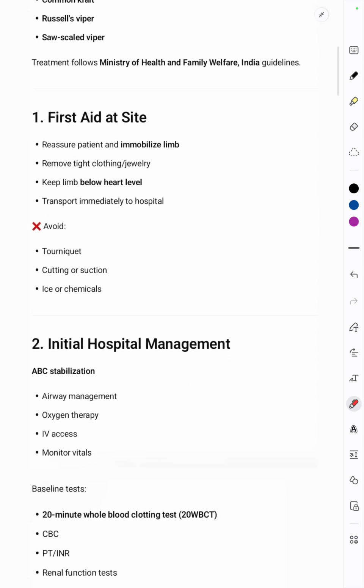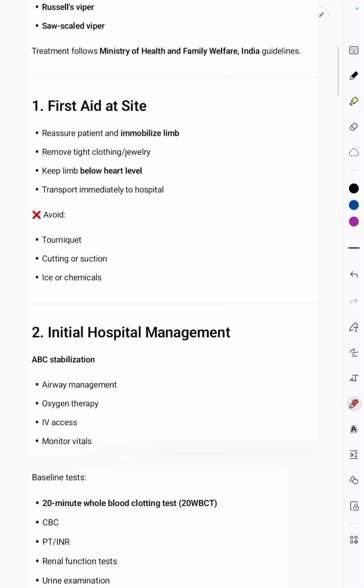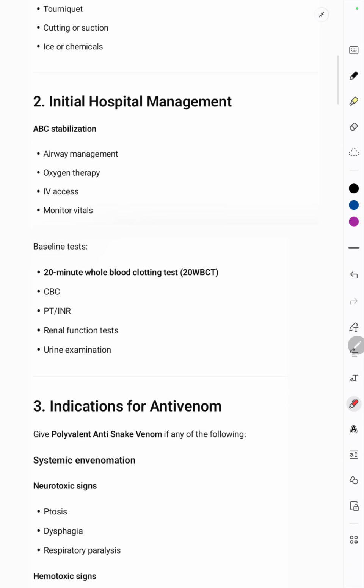So the management is reassure the patient, immobilize the limb, remove any tight clothing or jewelry, keep the limb below the heart level, and transport immediately to the hospital. Avoid tourniquet, suction, incision, or any ice or chemicals. In hospital, management will be ABC obviously first.